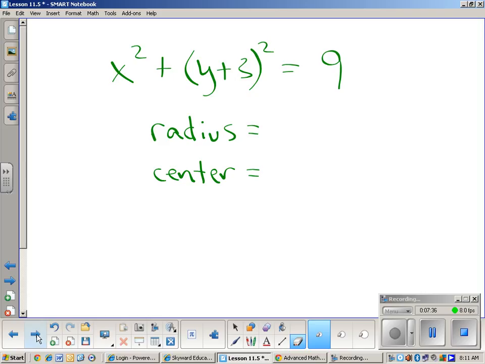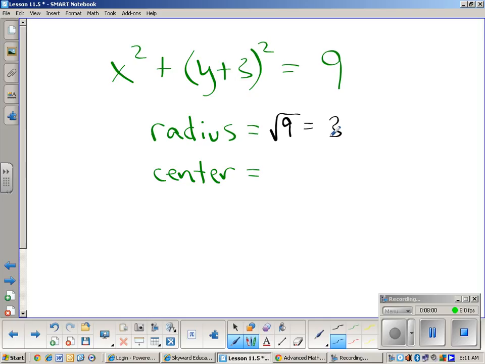Here we have another equation. What's the radius and what's my center? Someone other than Bailey. So Jacob, what's the radius? 3. Morgan, what's my center? So you're saying the radius was the square root of 9, which is 3. Okay.